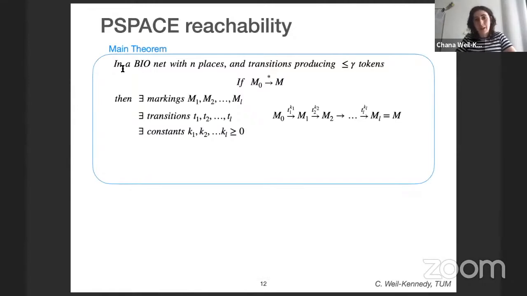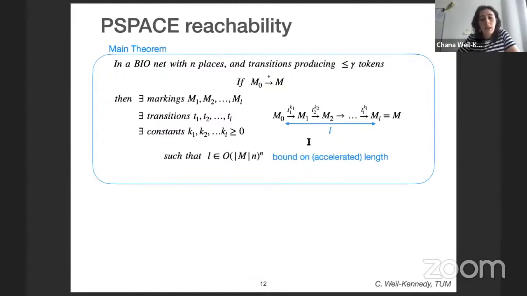So given a bionet, which has n places, and given a bound gamma on the number of tokens that each transition can produce, if a marking M0 can reach another marking M, then there exist markings M1, M2, ..., ML, transitions T1, T2, ..., TL, and constants K1, K2, ..., KL, such that there's a firing sequence from M0 to M, which goes through these intermediate markings. And between each intermediate marking, there's a transition Ti iterated Ki times, okay?